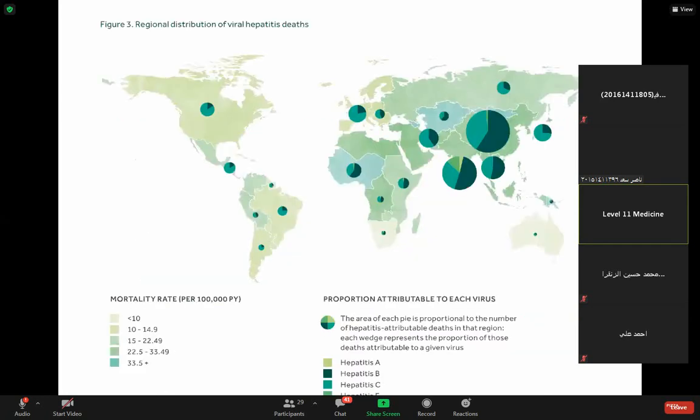Okay, and this is the mortality rate from all over the globe. You can see that the East is different than the West. Okay, so the East, we're talking about China and East Asian countries, we see the burden of hepatitis B being the common one. Okay, the dark green here. Compare this to the Western countries, where we see hepatitis C is actually the driving cause for the hepatitis death. Okay, so there is a difference between the East and the West countries.